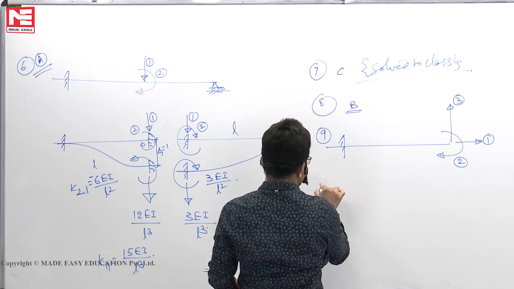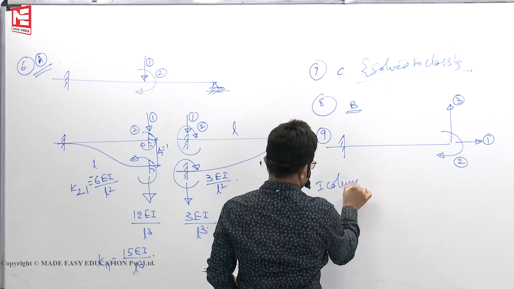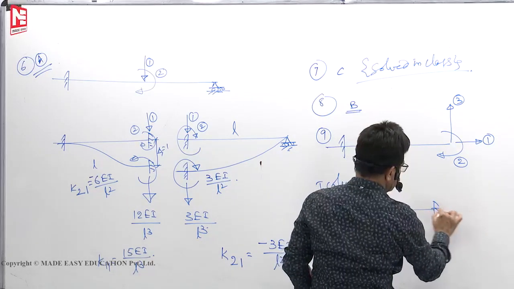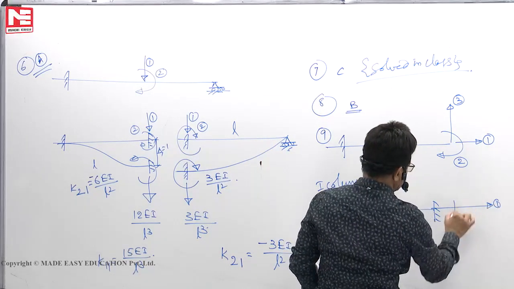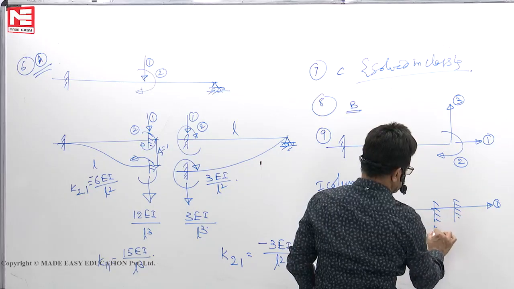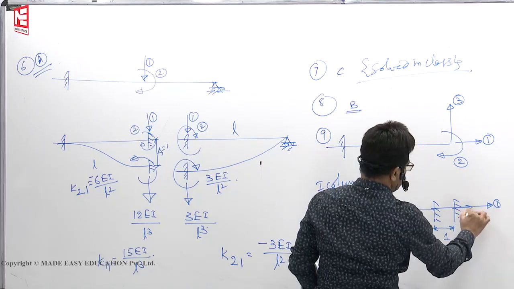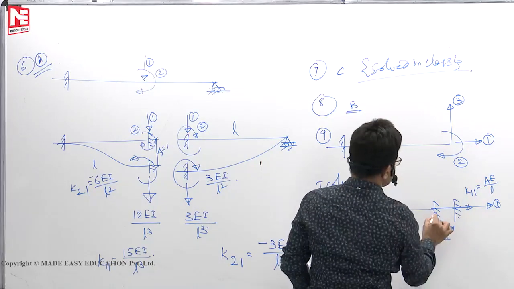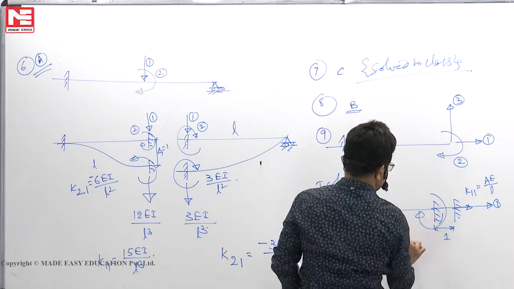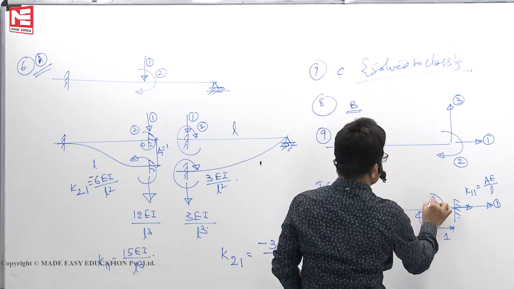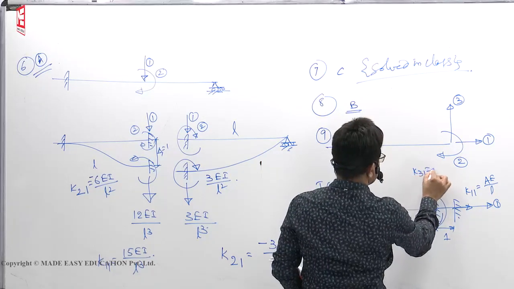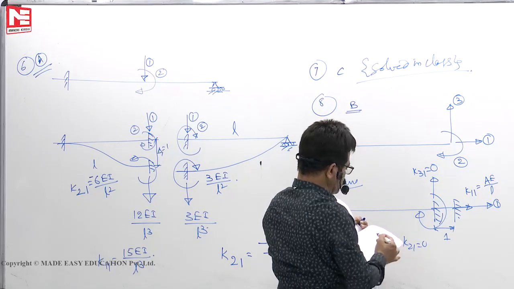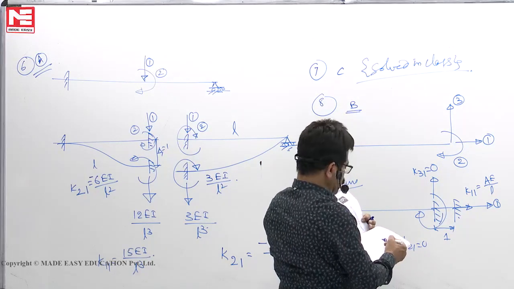K11, first column. Symbolic representation of fixing. Coordinate 1. Let it elongate by 1. So K11 is AE by L. This is K21, 0. This is K31, 0. So the first column is AE by L, 0, 0. Three options are the same thing.